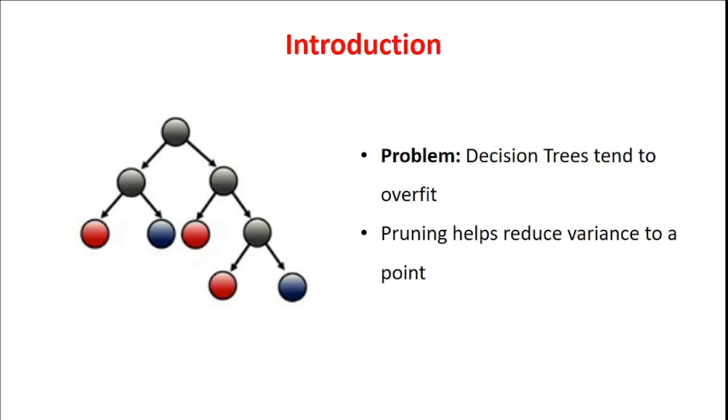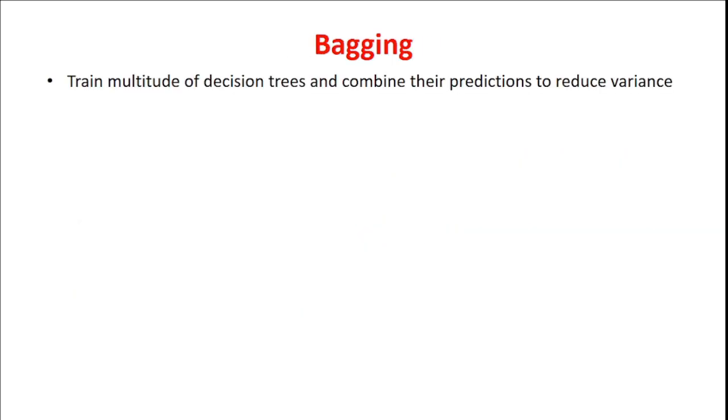Before getting into random forest, we need to see what is meant by bagging and how you are going to overcome the decision tree problem, that is, it tends to overfit. Normally, we will do pruning. Pruning helps reduce variance to a particular point. But with the help of pruning, we are not going to overcome the entire issue. In order to overcome that, we are introducing the concept called bagging.